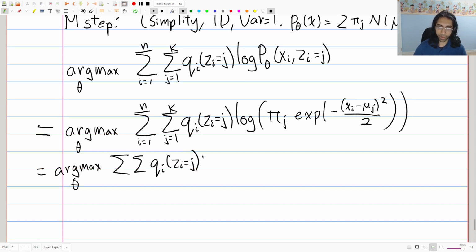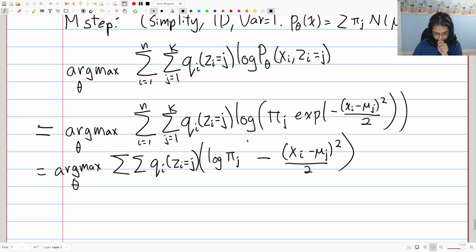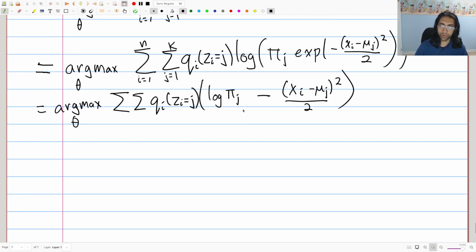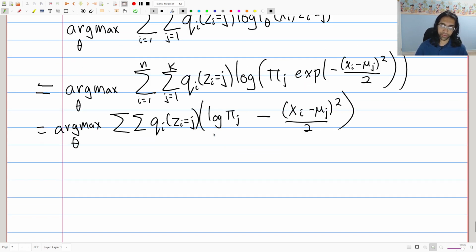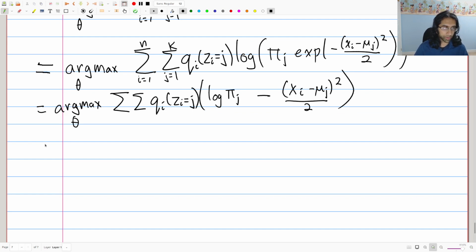Now let's just break this up into two different parts. So this becomes log of pi j minus xi minus mu j squared over 2. And now you can see that we have a difference of two different terms. The first part depends only on the pi's, and the second part depends only on the mu's. So remember, we're trying to do an optimization over the two different types of parameters, so we can focus on each of them differently. So let's do them each one by one.